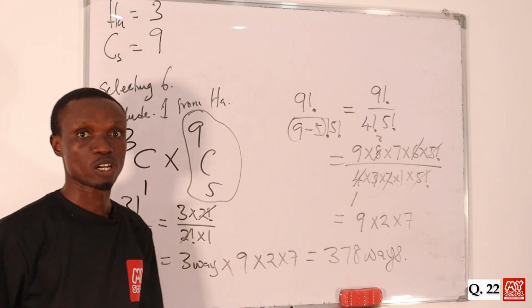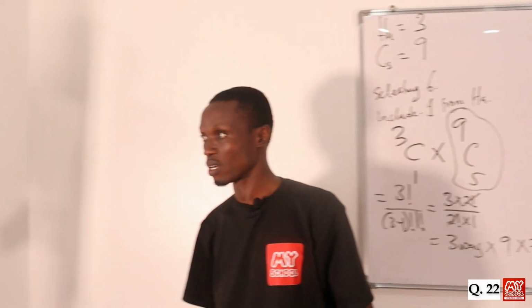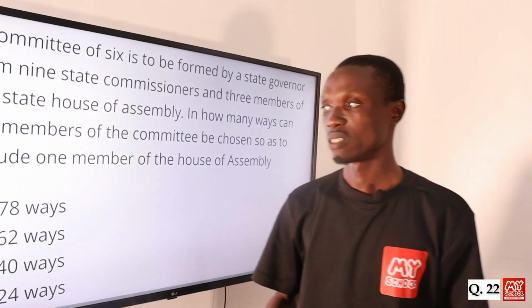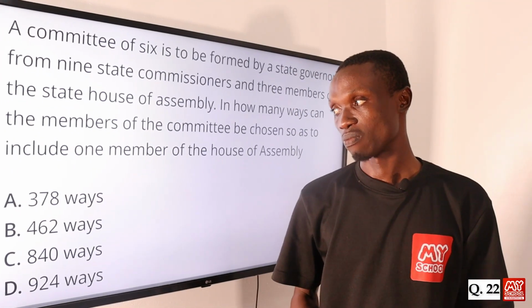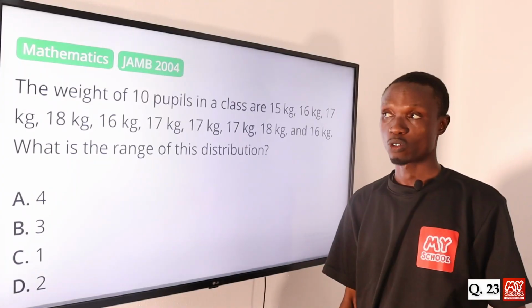So the state governor can do this in 378 ways. Let's return back to the screen to pick the correct answer to this question, and that is option A, 378 ways.